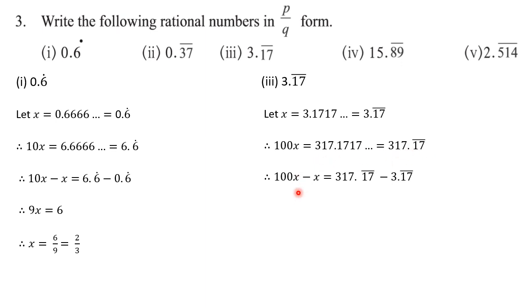The next step is to subtract. All of you know the steps now. So 100x minus x we have written on the left hand side, and on the right hand side 317.17 minus 3.17, recurring of course. When we subtract here, we get 317 minus 3, that is 314, and here we get 99. So we write 99x is equal to 314, and therefore x is equal to 314 divided by 99. This way we are going to solve it.